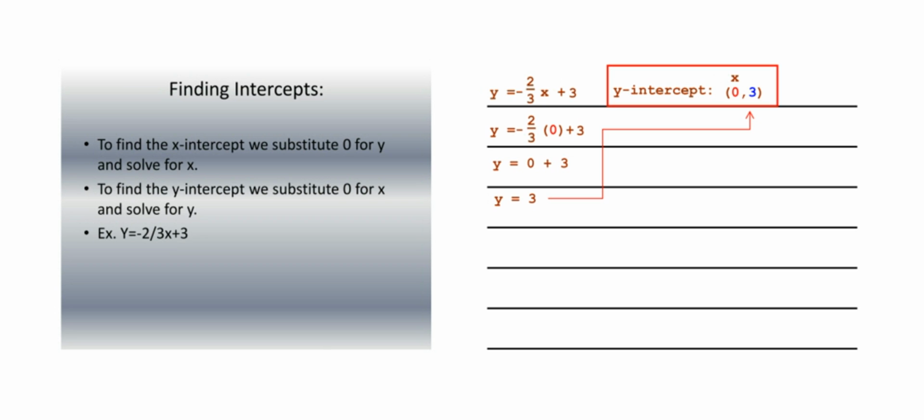Okay, let's try to find the x-intercept of that particular equation. And do remember, in this case, the y value is the one that is 0. When we're looking for the x-intercept, the y value is 0. So we're going to substitute 0 into the original equation: 0 equals negative 2/3 x plus 3. Okay, and let's solve for x.